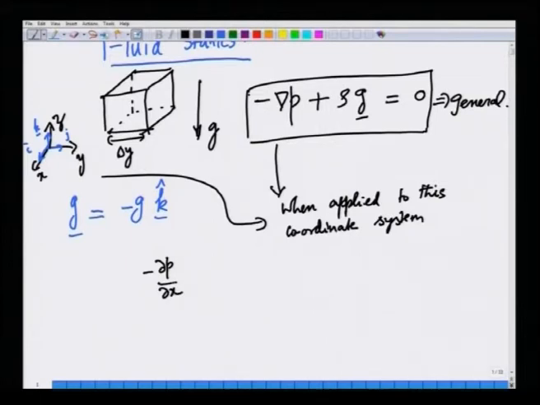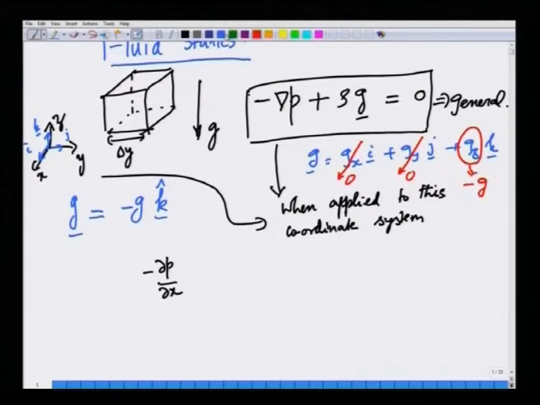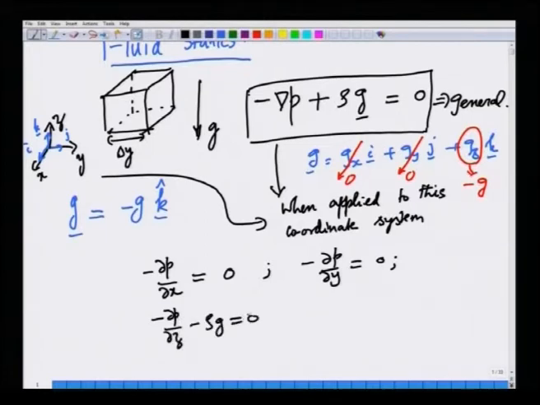Now, the vector g can be written as g x times i plus g y times j plus g z times k. It can be resolved into the 3 Cartesian directions, and in this coordinate system g x is 0 and g y is 0 and g z is minus g. So, we can proceed further by saying that minus dp dx is 0 because g x is 0, and minus dp dy is 0 because g y is 0, and minus dp dz minus rho g is 0 in the z direction.